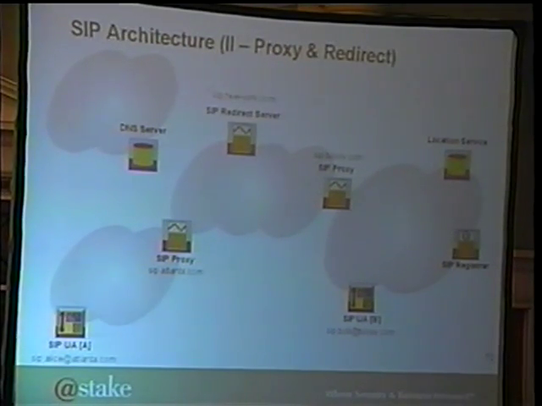If we have a redirect server, everything is the same, but when the SIP proxy of atlanta.com tries to understand where it needs to forward the invite to, it might send it to a redirect server. A redirect server will only inform the proxy server of where next it needs to send the information. So here we have a redirect message back to the SIP proxy with the information that it needs to forward it to the biloxi.com SIP proxy. And of course, the other parts are exactly the same.